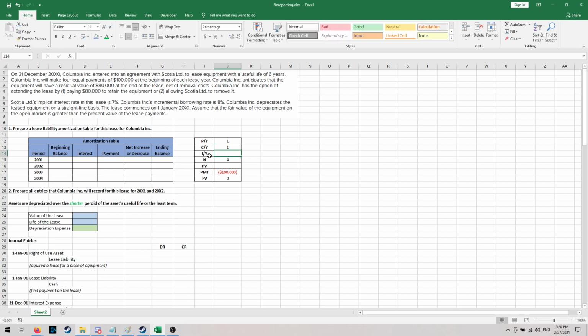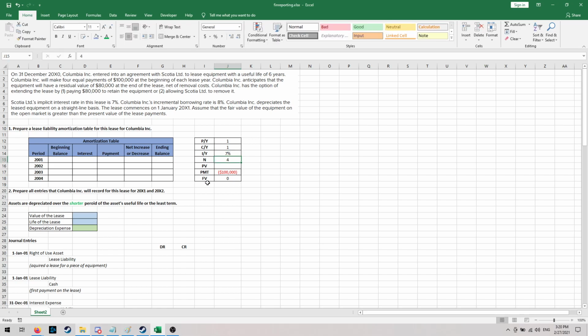So finally, we need to handle our interest per year. And we know that the implicit rate of interest is 7, but our borrowing rate is 8. But since we know the implicit rate of interest, that's the one we're going to use. We would only use the incremental borrowing rate, or the IBR, if we didn't know this number here. But since this is given to us in the question, we're going to use 7%.